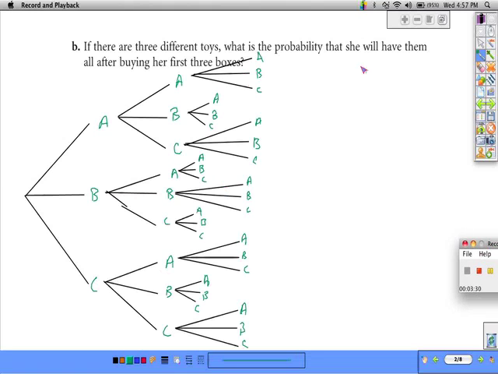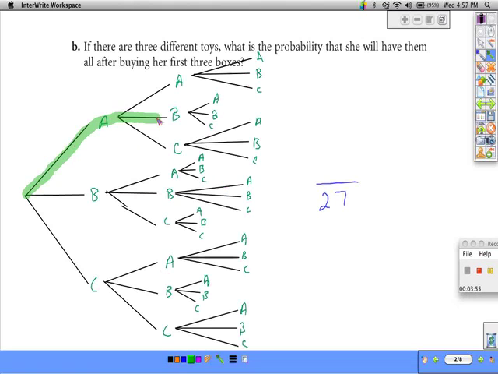And we could list out every possible combination, but we can see at the end here that there are 27 outcomes that we could arrive at. And then I can run through these branches to see which ones meet the criteria of getting all 3 toys. So I could get an A on the first one, and then a B, and then a C. Or I could get an A on the first one, and then get a C, and then toy B. So there's 2 successes so far.